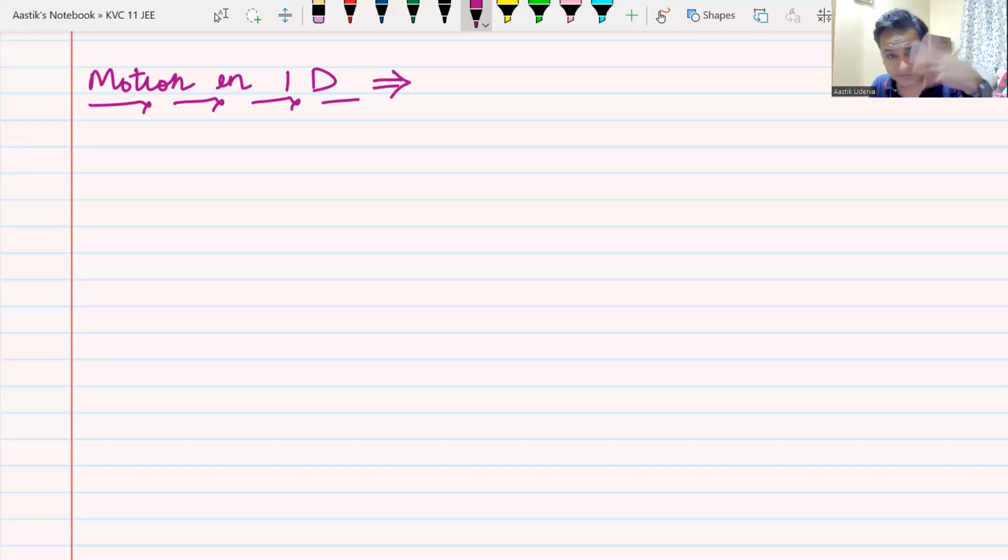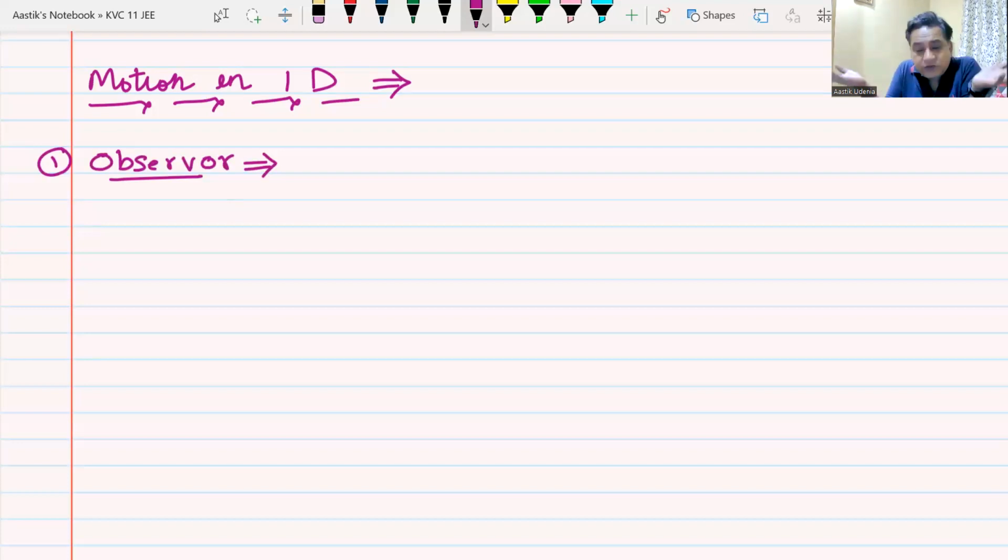It is all common sense or common observation. So we need someone who is going to observe that motion. Yes or no? So the first tool that we need is an observer who is going to observe that motion. Because if no one observes that motion, what will you study? You will have nothing to study. Do you understand this? We need an observer who is going to observe that motion.